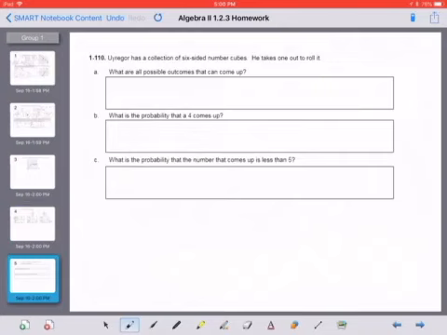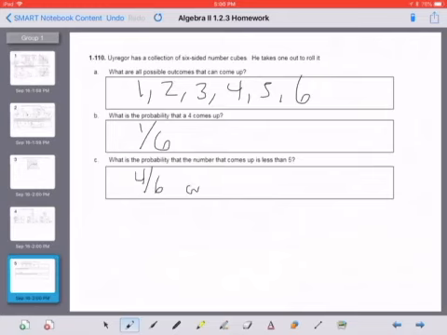The last problem says we're trying to find probability. So what's the probability? He has a 6-sided dice. So problem A, I think a lot of people read wrong and just said 6. But it actually wants to know the possible outcomes, so you had to list them out. On a dice, there's the numbers 1, 2, 3, 4, 5, and 6. B, what's the probability that a 4 comes up? There's only one 4, so it's 1 over 6. What's the probability that the number that comes up is less than 5? There's 4 of those, so it's 4 over 6, or 2/3.